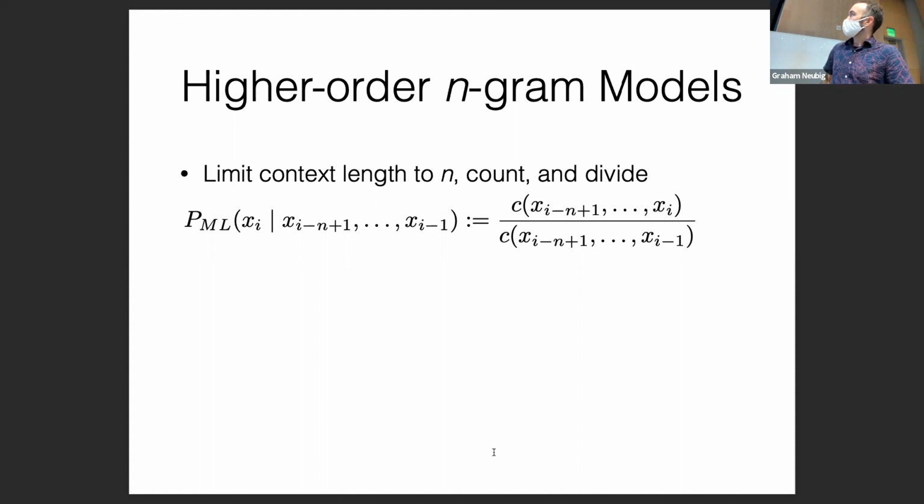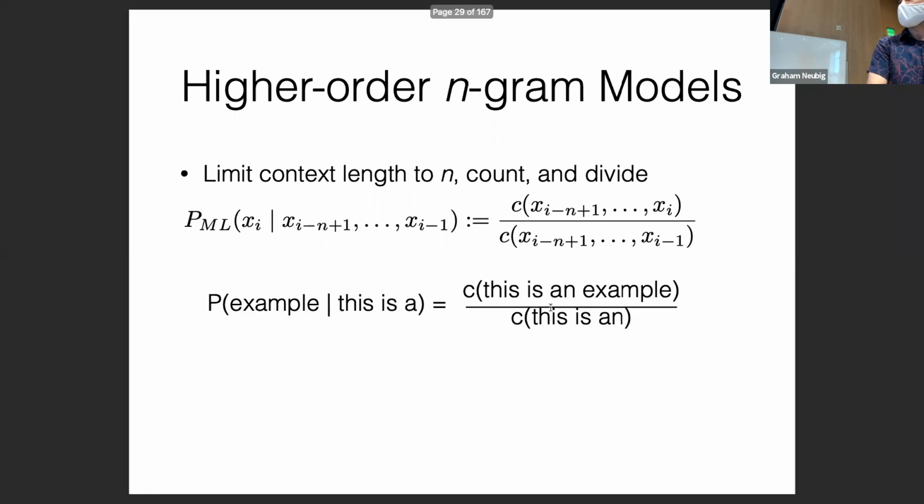So what you do is you basically limit the context length to n. You condition on the n-1 previous words, and you count the number of times this word has followed those words. Just to give an example, let's say we wanted to calculate the probability of seeing the word example, given that the previous 3 words were this is a. And so this is n. Given the previous words like this, we would calculate the number of times we saw this is an example, and we would divide by the number of times we saw this is a.